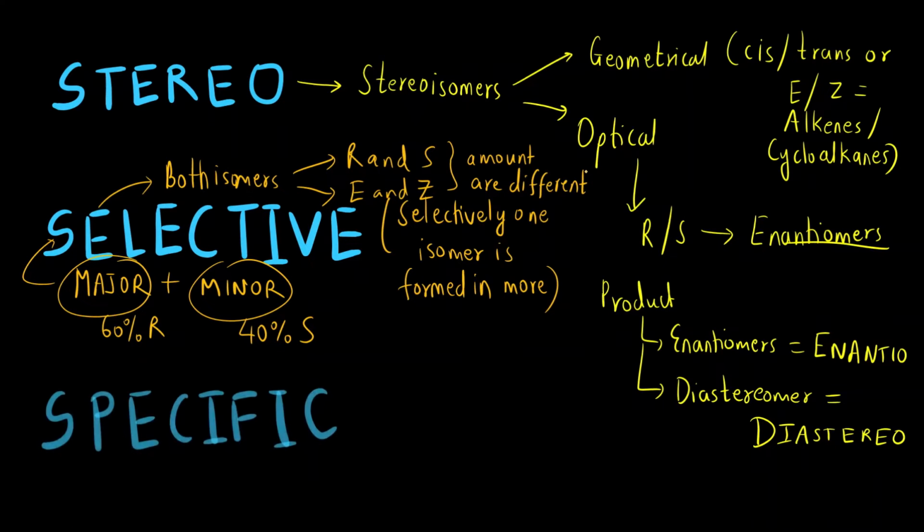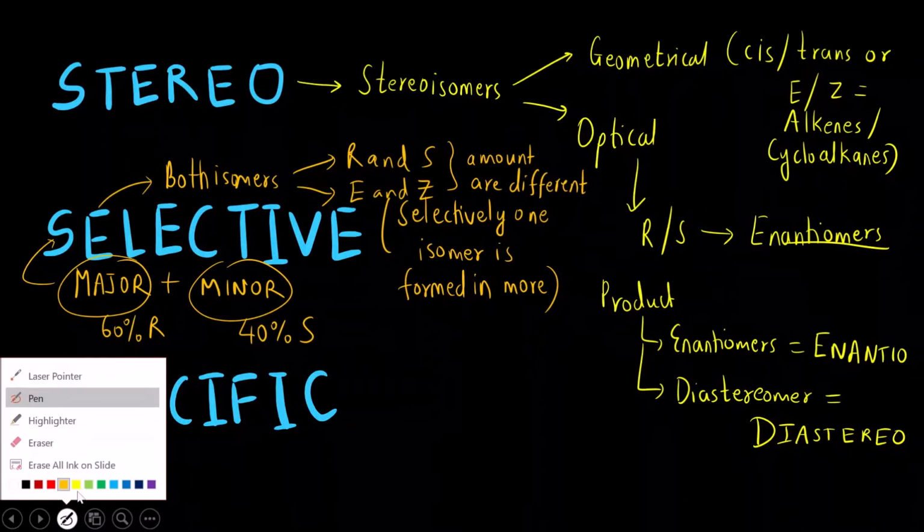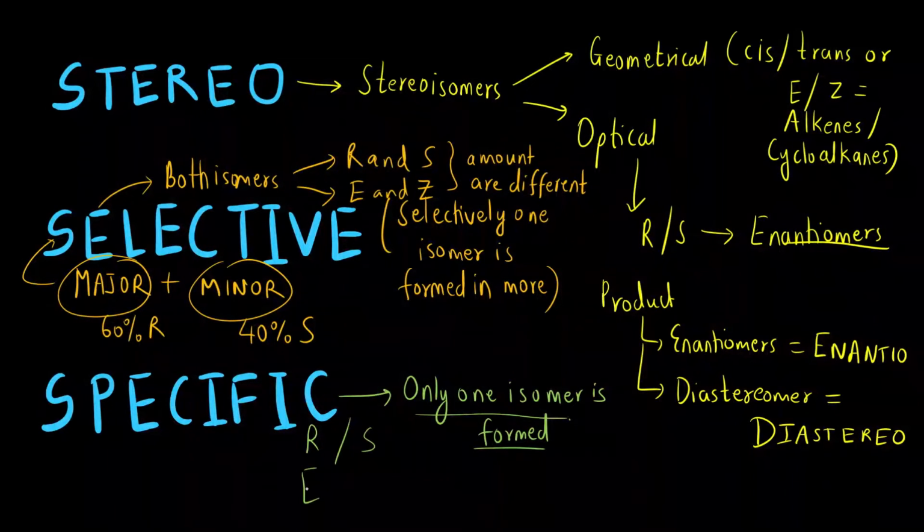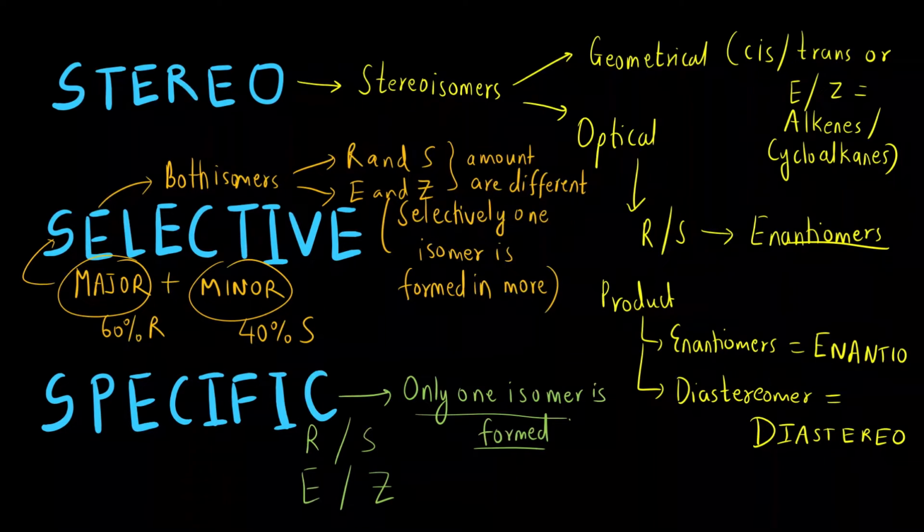Okay, now let us understand the meaning of specific. Specific means only one isomer is formed. Specific means only one isomer is formed. Either R or S, or if we talk about diastereomers, then either E is formed or Z is formed. Only one isomer is formed at one time in a reaction, then that is called specific. Now let us understand each term one by one.